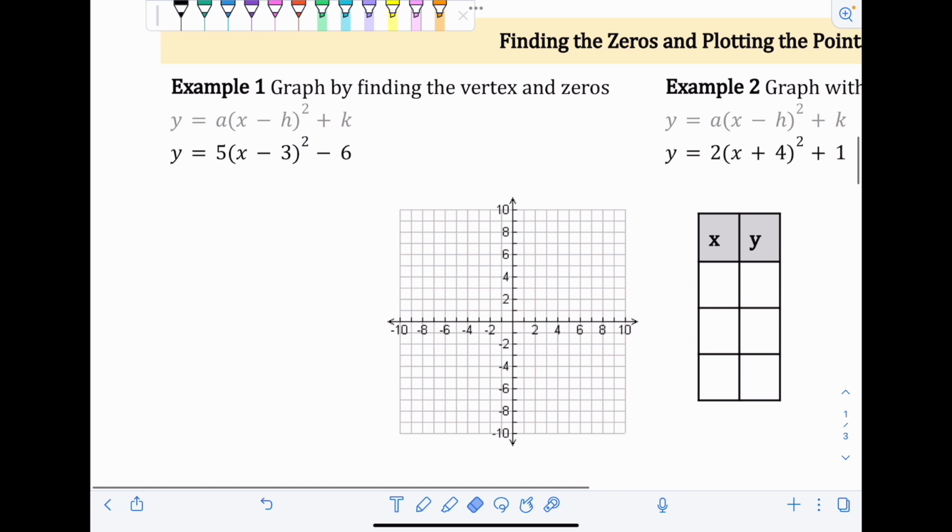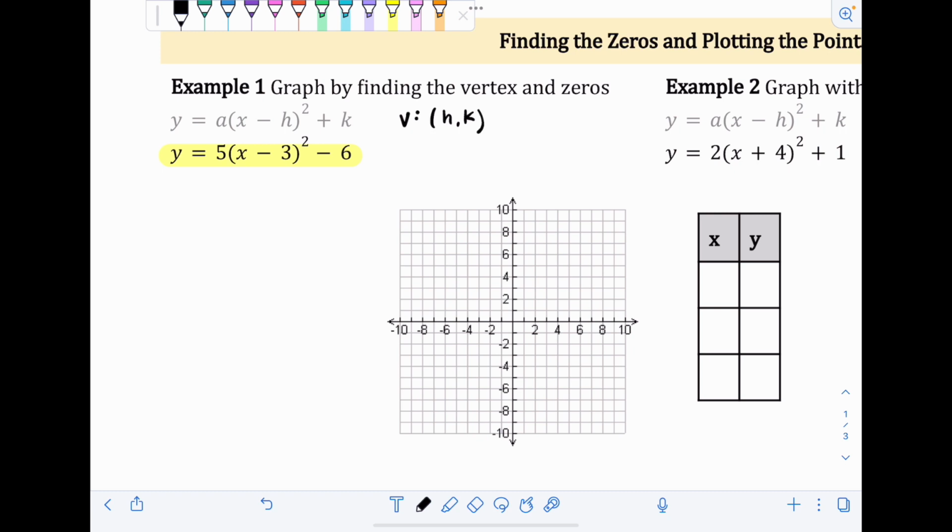Okay, so example 1, graph by finding the vertex and zeros. The actual equation is y equals 5 times x minus 3 squared plus 6. I put the formula up above it, grayed out so we can refer back to it. So when you're using vertex form, which this is, the vertex itself, I'm going to shorten to just a v, is the point (h, k). So that has to be our number 1 priority to find that point.